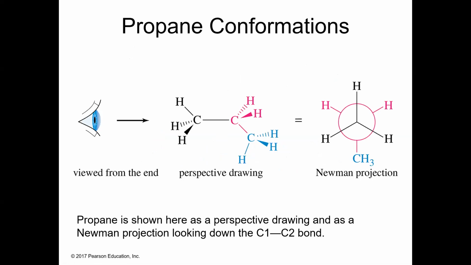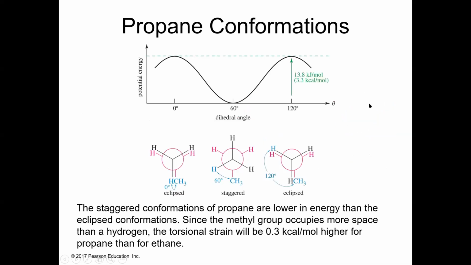With propane, we sight along the bond between 1 and 2, and we replace one of the hydrogens with a CH3. So we have a methyl here in back, like this. This would also be a staggered conformation. And then when all these groups are lined up, that's the eclipsed. So here's staggered, and then here's another eclipsed.